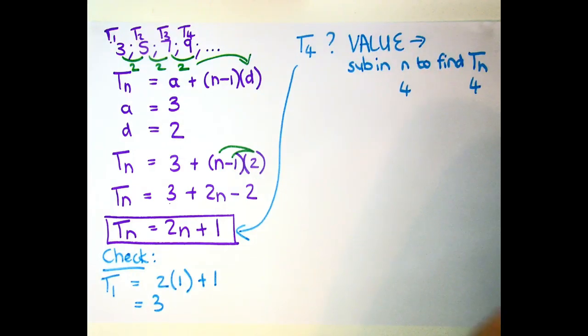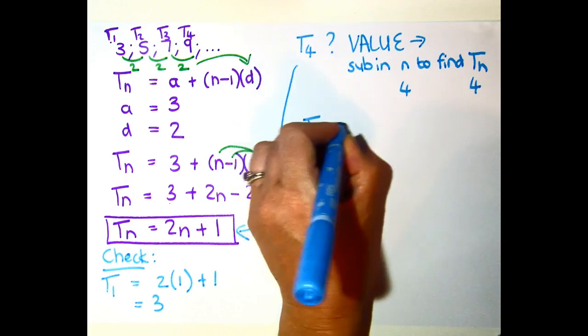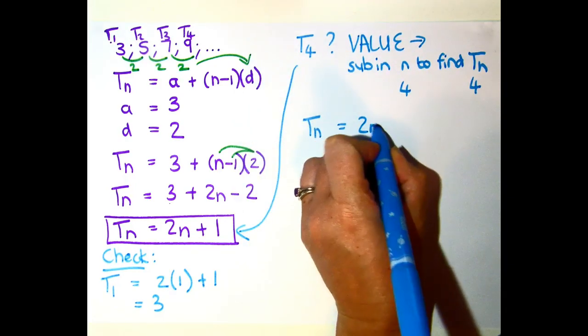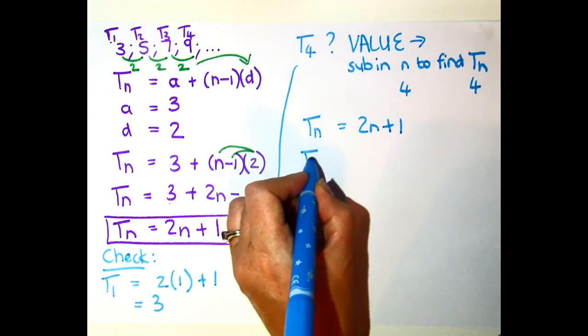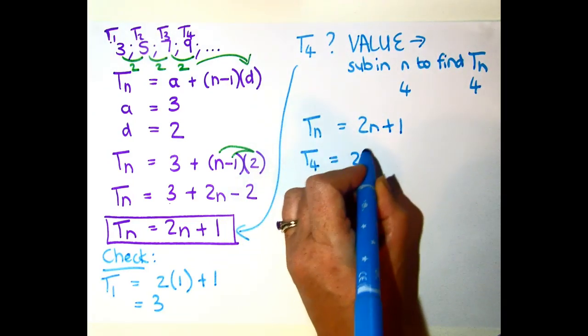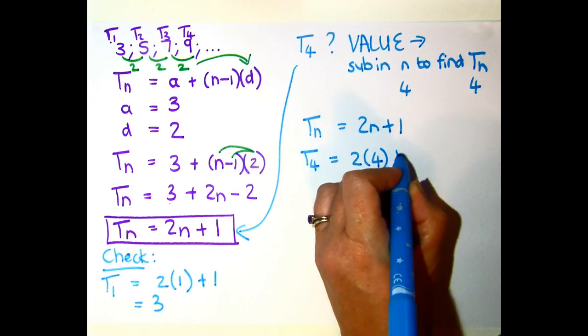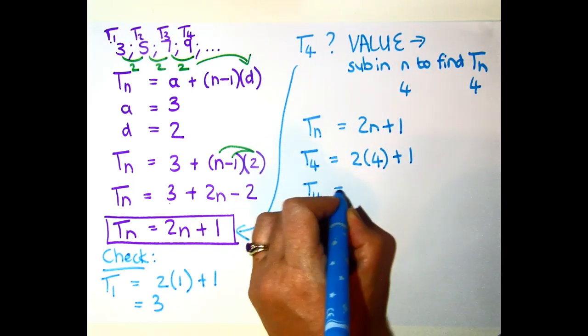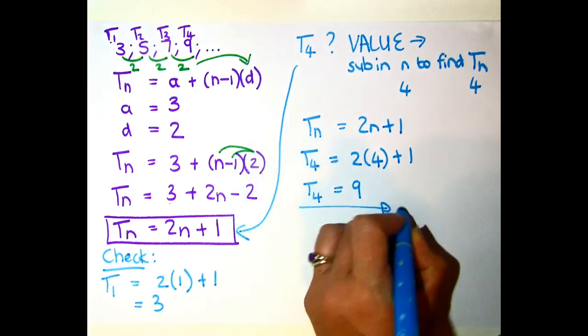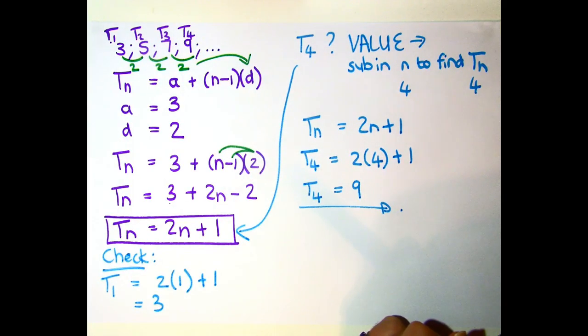And when I have to find the position, it's a very different task. So I'm going to write out my formula. So it's 2n plus 1. And I'm going to sub in a 4, because I want to know what is T4. I'm going to say 2 times 4 plus 1, which is 8 plus 1 is 9. So T4 equals 9. That is my answer.